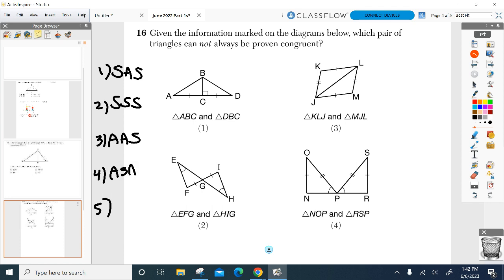I got that. And always the forgotten one, but only for right triangles only. All right, let's go through each of these. Give me a yes or a no, and if it's a yes, why?